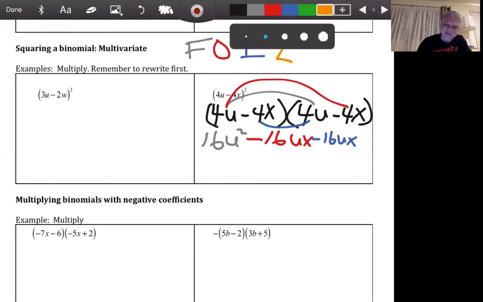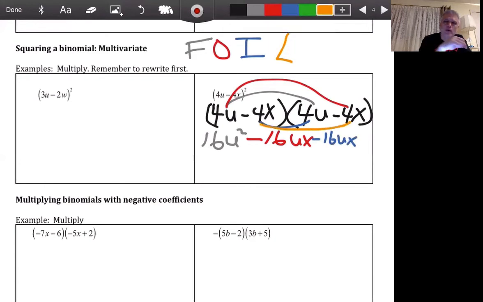And then our lasts, minus 4x times minus 4x. Minus 4 times minus 4. Minus times minus is plus. 4 times 4 is 16. And then x times x is x squared.